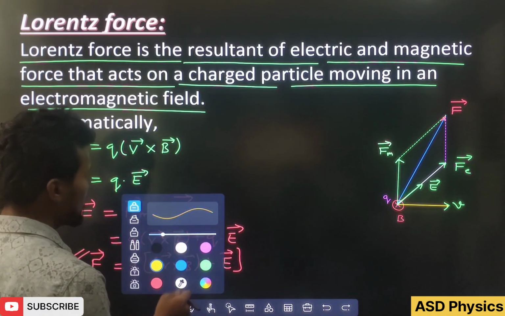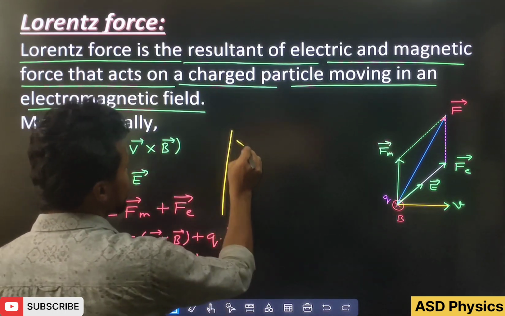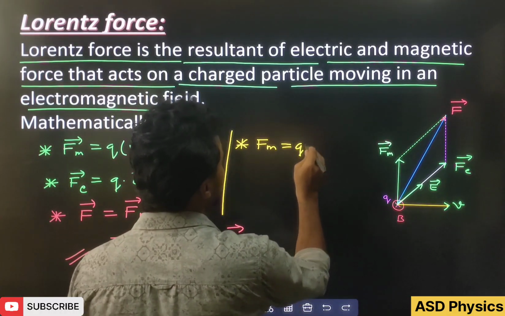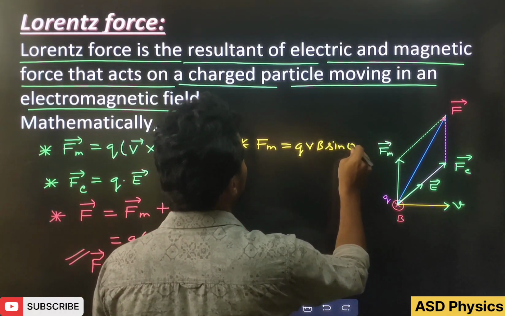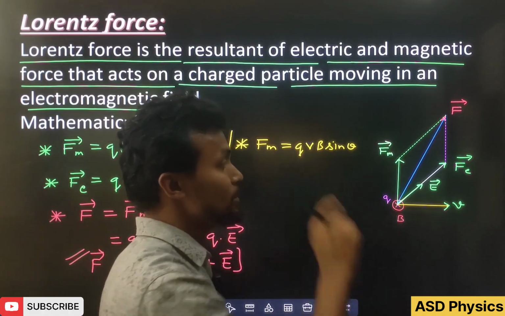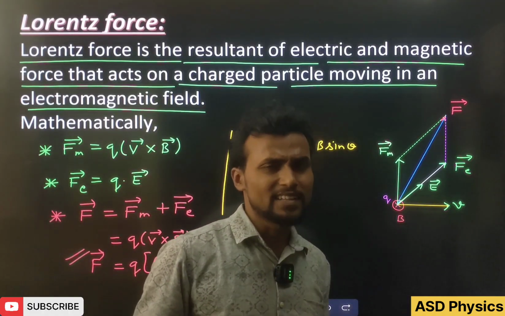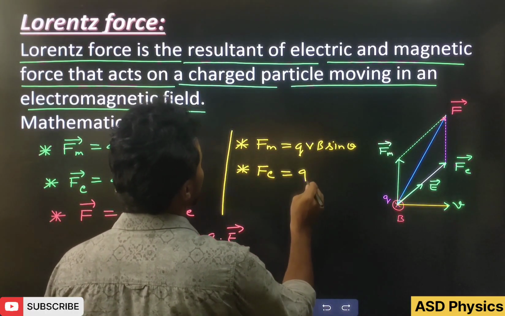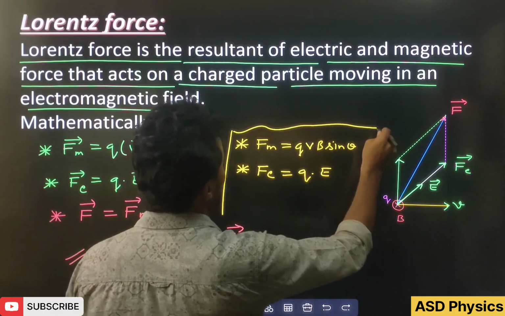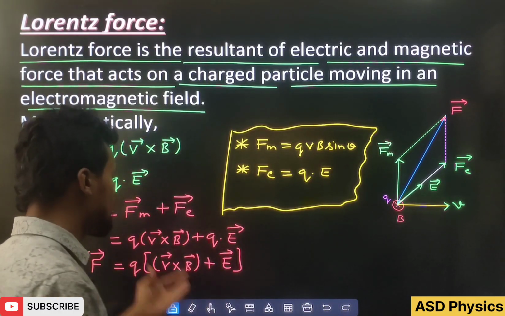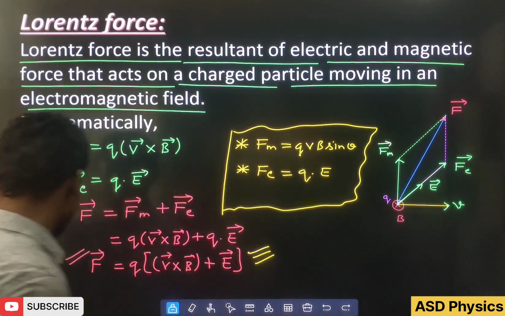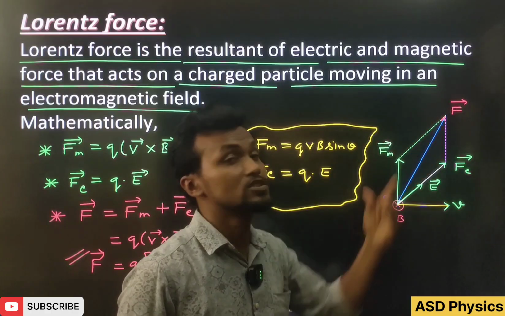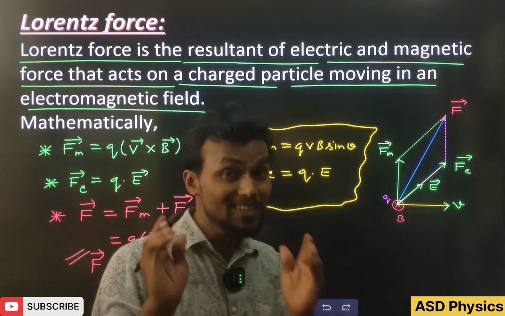Remember that sometimes we need the magnitude also. So if in case we have to write the magnitude of the magnetic force, it will be QVB sine theta, where theta is the angle between velocity and the magnetic field. In this situation it is 90 degrees, but they can give any angle. If I talk about the electrostatic force, it will be Q into E, just the magnitude I have written. And this is all in vector form, and this is the main Lorentz force. Kindly see very well. The resultant of magnetic force and electrostatic force is called the resultant force. This is only called the Lorentz force.